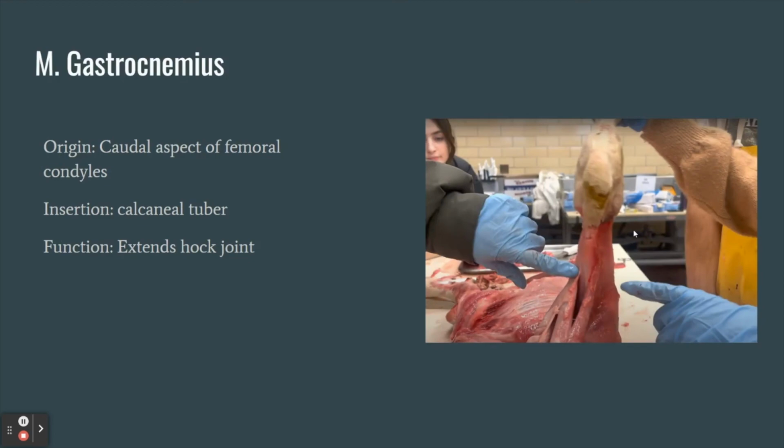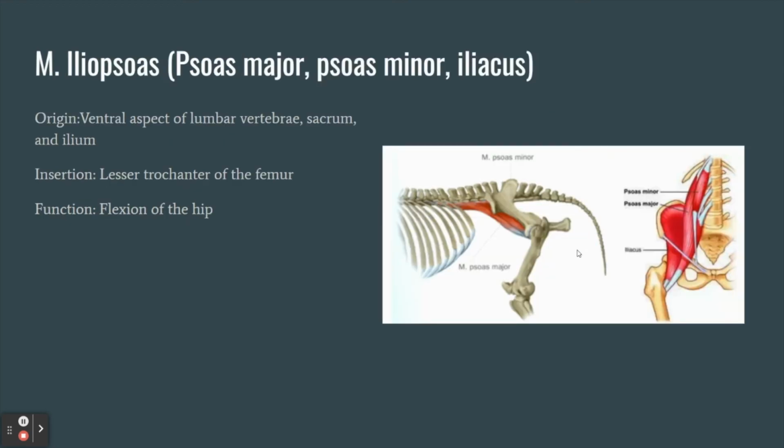The gastrocnemius origin is the caudal aspect of the femoral condyles. It's this muscle seen here. It inserts into the calcaneal tuber, and its function is to extend the hock joint. The iliopsoas muscle is composed of the psoas major, psoas minor, and iliacus muscles. Their origins are the ventral aspect of the lumbar vertebrae, sacrum, and ilium. They insert into the lesser trochanter of the femur, and their function is the flexion of the hip.